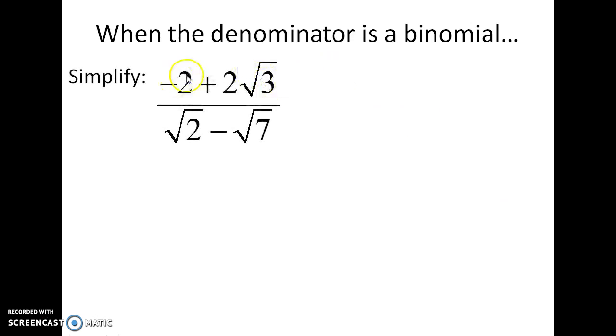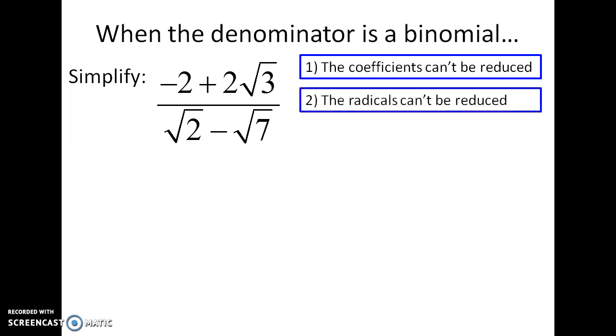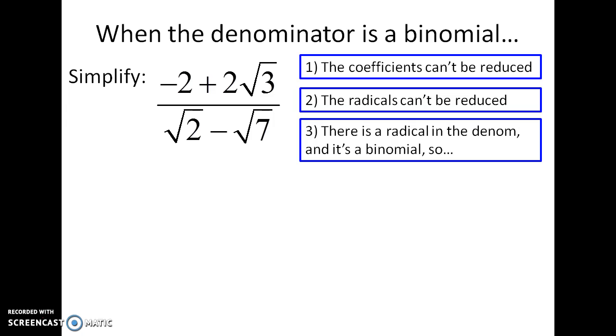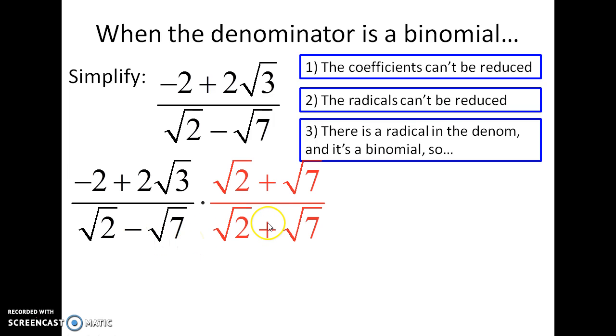This one happens to have a binomial on top as well, but it doesn't change the process. We would reduce the coefficients if we could. Here we can't. We'd reduce the radicals if we could. Here we can't. And because we have radicals at the bottom and we have a binomial, we use the conjugate process. We multiply the top and the bottom by the conjugate of this term. That means the same two terms, root 2 and root 7, but instead of a minus between them, a plus. I'll multiply the top and the bottom by the same thing, and I'll have to double distribute both.